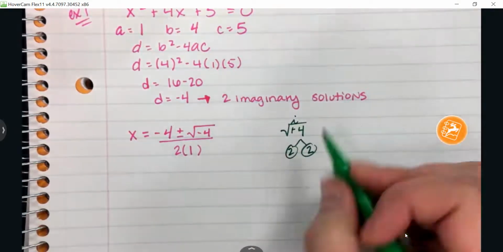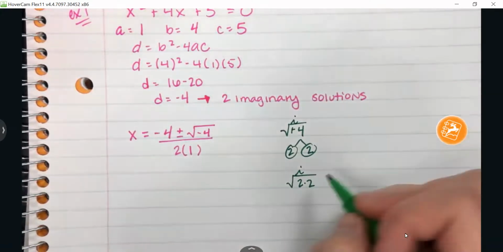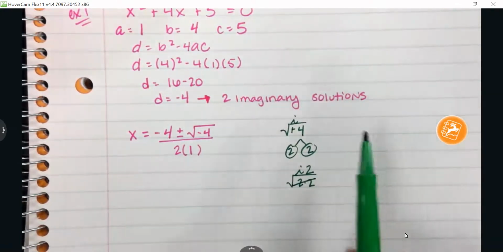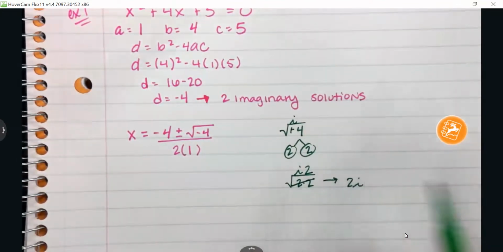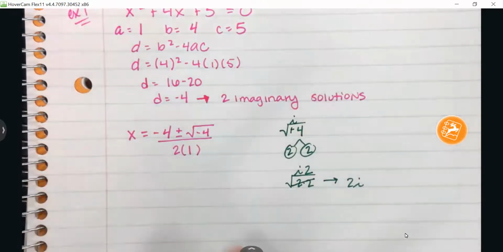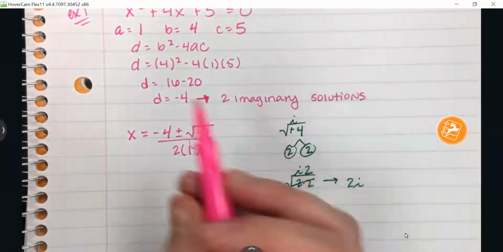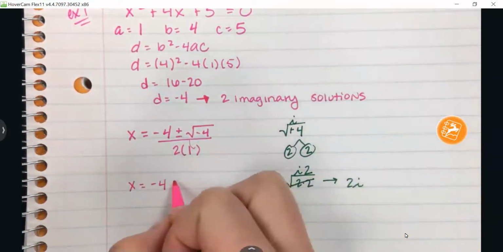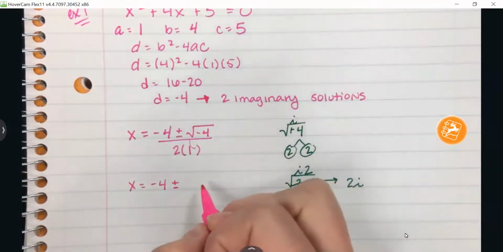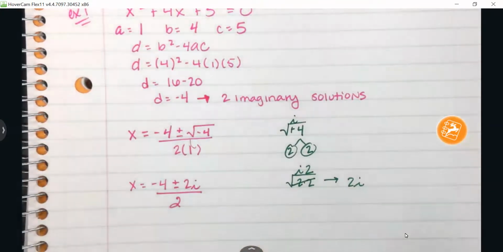This part should all be review. So I have the big square root of 2 times 2. I can take them out. So what does the square root of negative 4 equal? Just a 2i. So let's go rewrite my solution, but instead of square root of negative 4, I can put 2i. So x equals negative 4 plus or minus 2i all divided by 2.